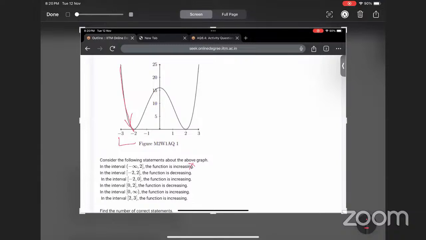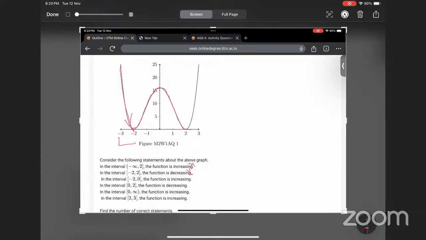What about the second one? Wrong. The second one is wrong because it is increasing and then again decreasing. It's increasing from -2 to 0 and then it's again decreasing from 0 to 2, right? So this is not a decreasing function.